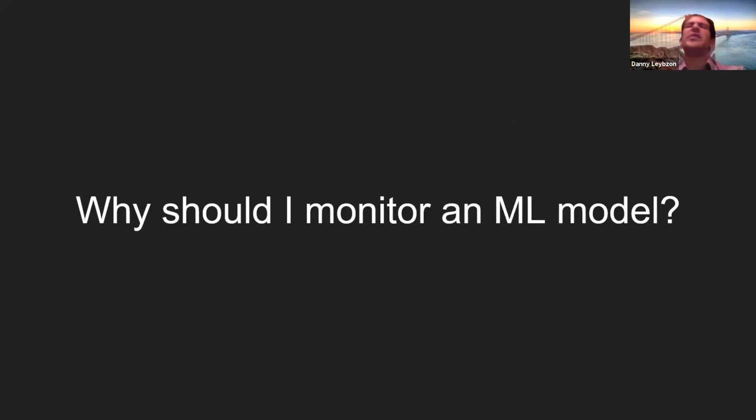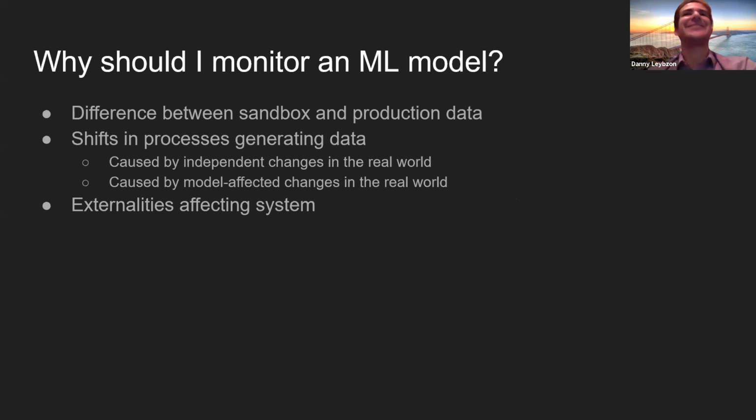So we've talked a lot about what it means to monitor a machine learning model. And I think you guys will be able to pick up very easily why it's important to do so. But sometimes it's useful to make the implicit explicit and to talk through even the obvious facts. So I've identified three primary reasons. I told you I was going to say three a lot. Three primary reasons why you should monitor a machine learning model. The first one is because there might be a difference between sandbox and production data. The second one might be that there are shifts happening in processes generating the data, and I'll talk about two specific types of shifts that might occur. And finally, we might have externalities affecting the system.